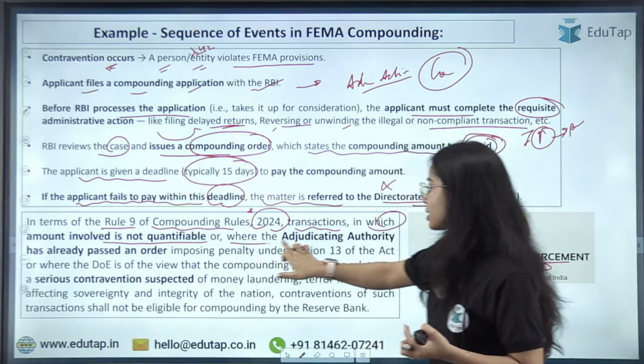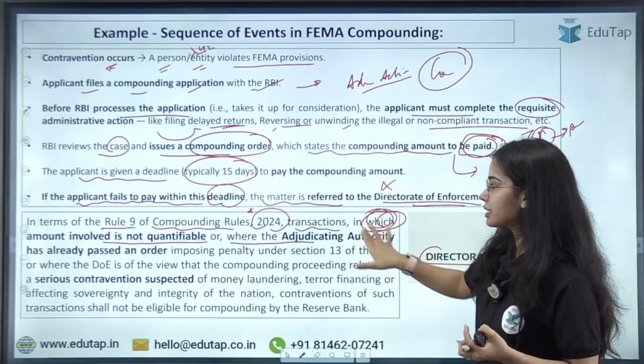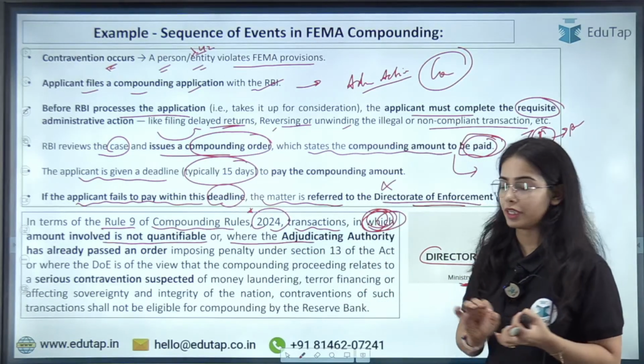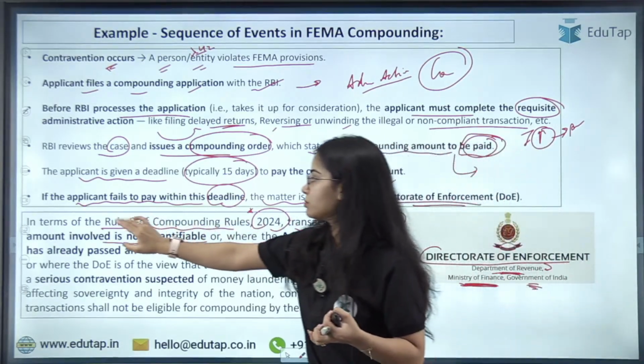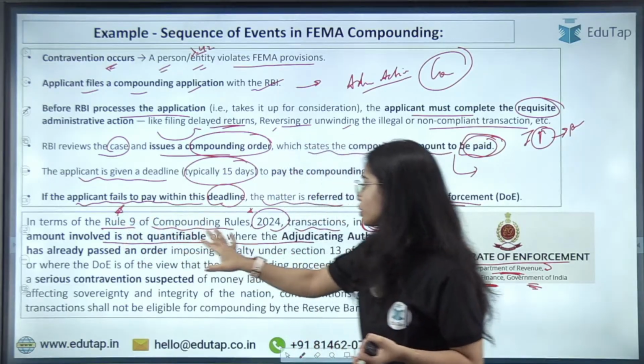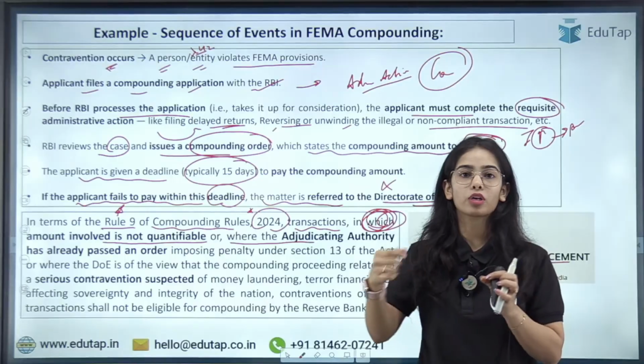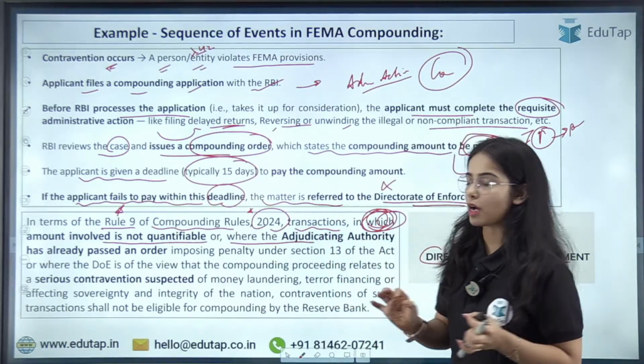Okay, where the adjudicating, so this contravention cannot be compounded by the Reserve Bank of India. In terms of Rule 9 of the compounding rules, transactions in which the amount involved is not quantifiable cannot be compounded by the Reserve Bank of India.